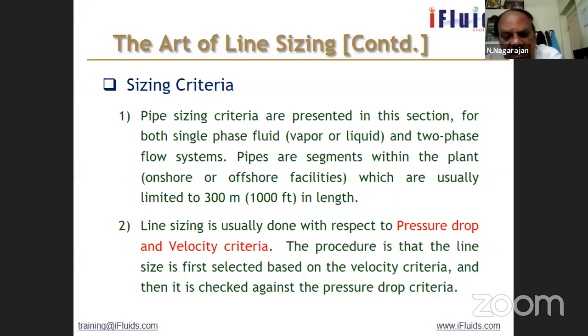And the two criteria I told you in line sizing, which are very important, are pressure drop and velocity criteria. And both are interrelated. Pressure drop is related to velocity. It's actually the square of velocity. Pressure drop is proportional to the square of the velocity. Suppose your velocity is 3 meters per second, pressure drop will be 3 square, so 9, and some correlation constants.